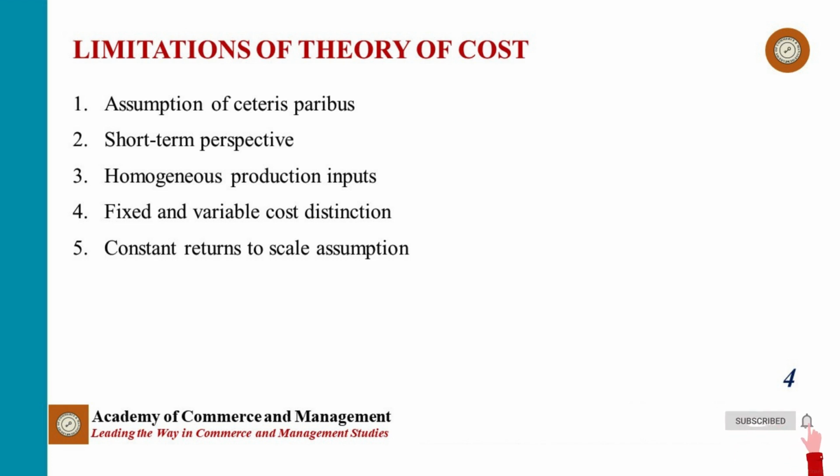And the last limitation is about the constant returns to scale assumption. Cost theories may assume constant returns to scale, implying that doubling input quantities will double output. In reality, returns to scale can vary, and there may be increasing or decreasing returns at different levels of production.